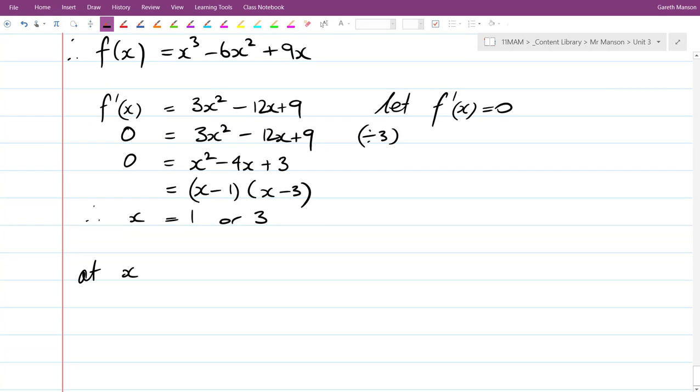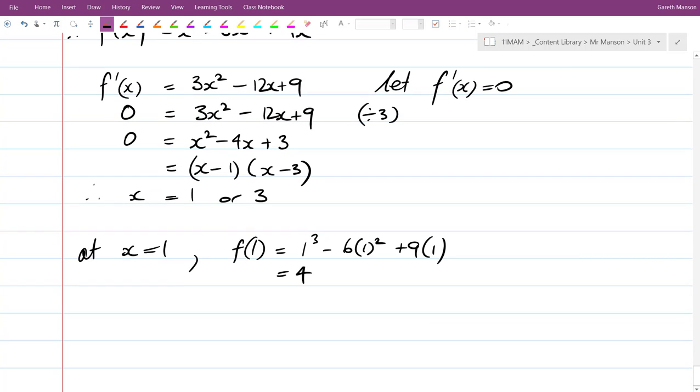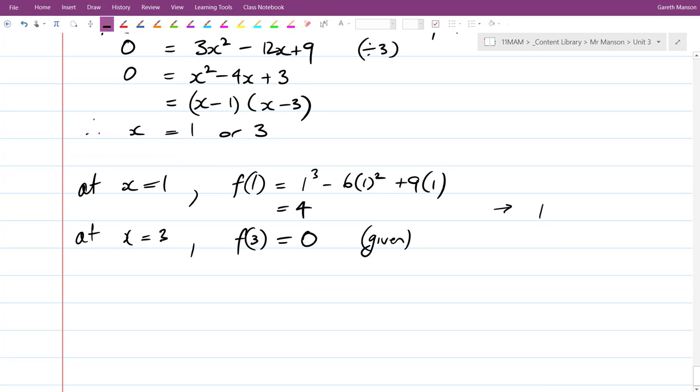At x equals 1, f of 1, which is the y value, is equal to 1 cubed minus 6 times 1 squared plus 9 times 1. And that's equal to 1 minus 6 is negative 5 plus 9 is 4. And at x equals 3, f of 3, I believe we already know, is equal to 0. This is given to us, isn't it? So therefore we have the coordinate 1, 4 is a turning point, and 3, 0, a turning point.